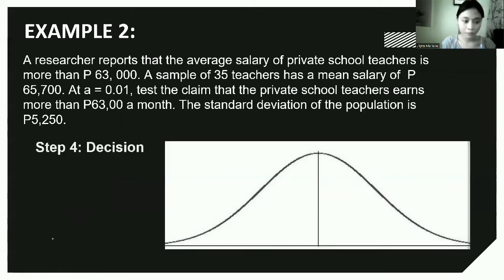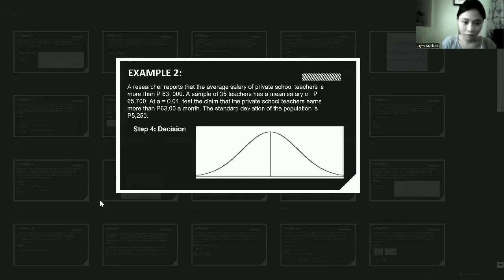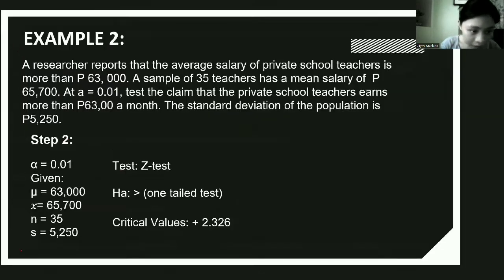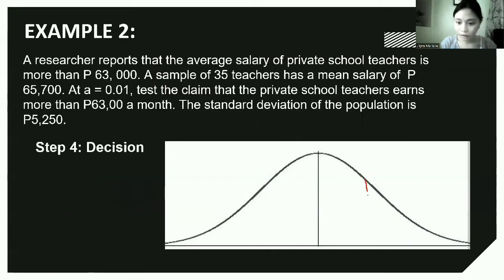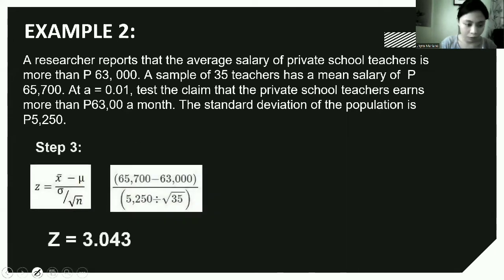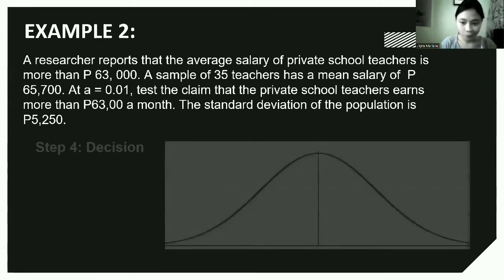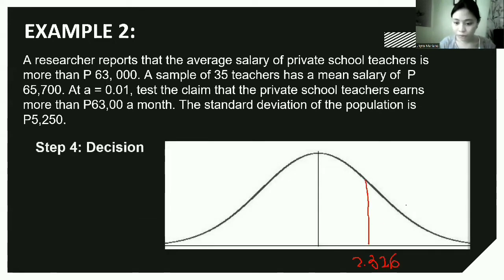So, decision. Let's go back for a moment. What is our critical value? Our critical value is 2.326, right-tailed again. And then the value of our Z is 3.04. So it is somewhere here. This is our rejection region. Here, guys, 3.04. It falls in our rejection region.